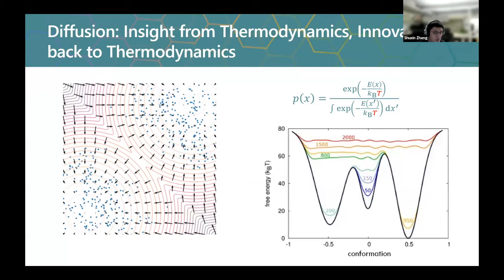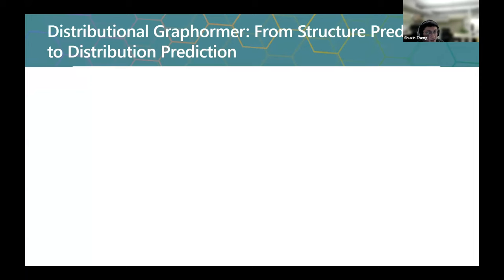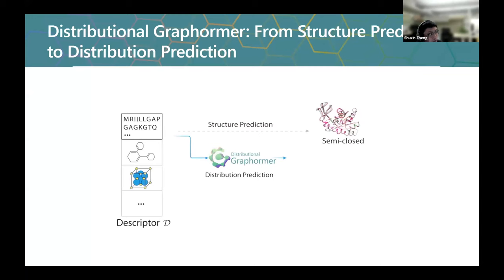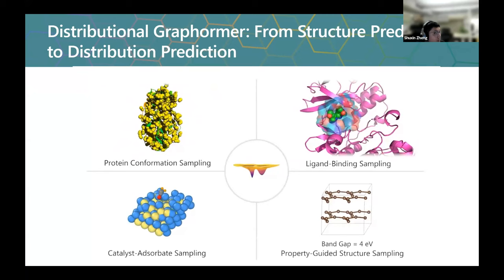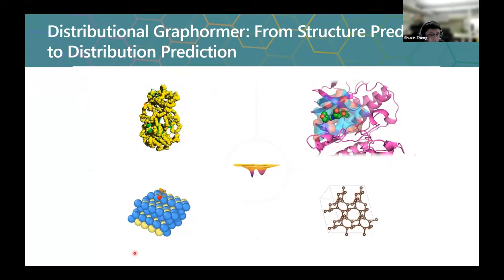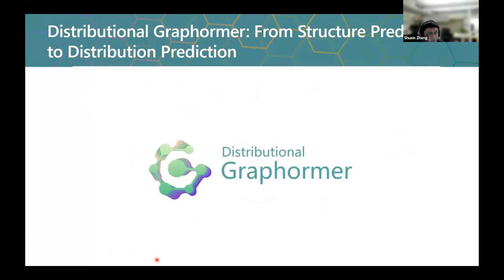we can simply say that with this framework, we have the idea and the approach of the Distributional Graphormer, DIG. We can simply watch this video to show the capability of DIG. We did four systems, namely protein conformational sampling, ligand binding sampling, catalyst-adsorbate sampling, and finally an inverse design scenario.